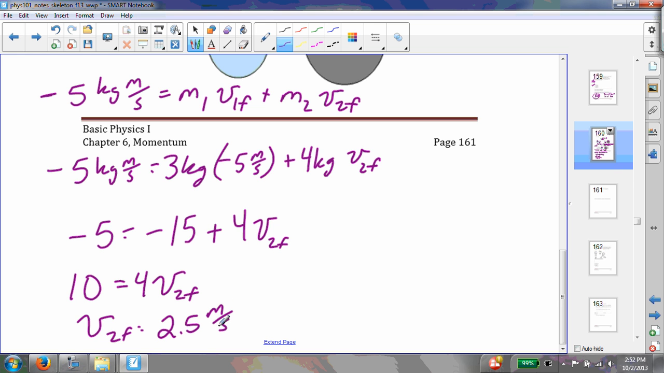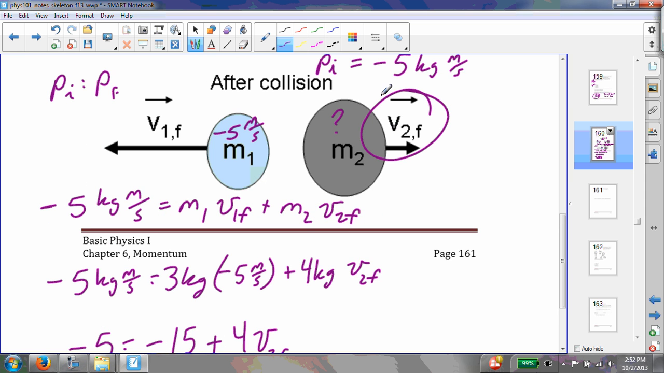So I know that the second particle has to be traveling with a speed of 2.5 meters per second. That's going to be in the positive direction or to the right.